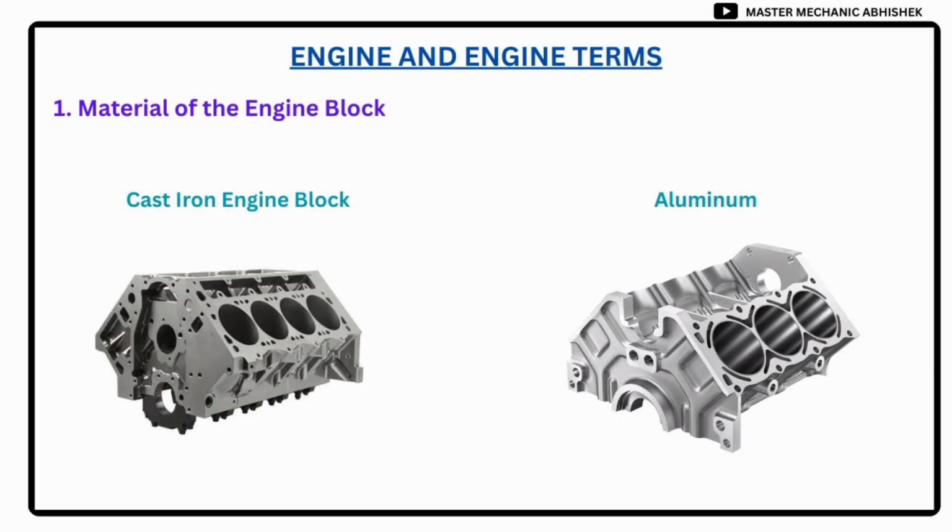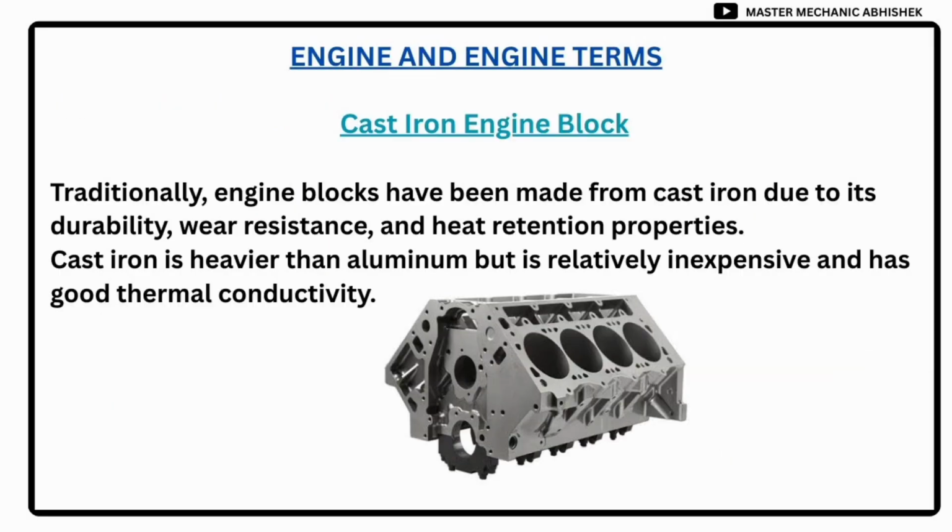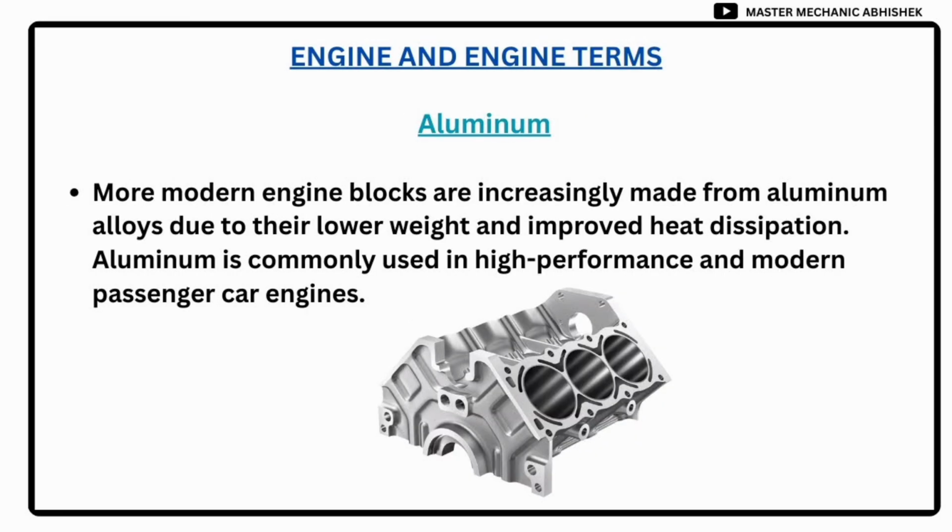See the difference between cast iron block and aluminum block. See the image and observe. Cast iron engine block: traditionally, engine blocks have been made from cast iron due to its durability, wear resistance, and heat retention properties. Cast iron is heavier than aluminum but is relatively inexpensive and has good thermal conductivity. Aluminum: more modern engine blocks are increasingly made from aluminum alloys due to their lower weight and improved heat dissipation. Aluminum is commonly used in high-performance and modern passenger car engines.